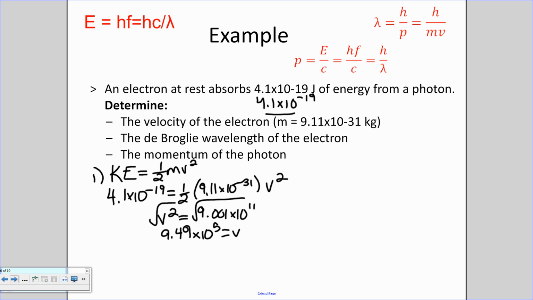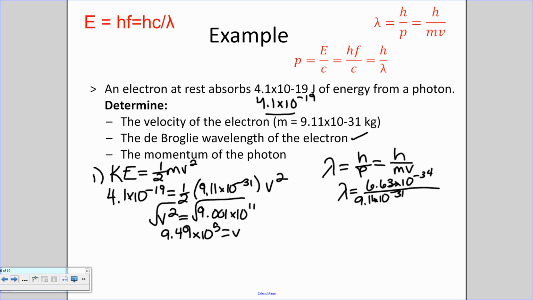All right, so if I know the velocity, my next step is going to be the wavelength. Wavelength is h divided by p. It's also equal to h divided by mass times velocity. So my wavelength is equal to Planck's constant, 6.63 times 10 to the negative 34th, divided by the mass of an electron, 9.11 times 10 to the negative 31st, times its velocity, which was 9.49 times 10 to the 5th. So we plug it in.